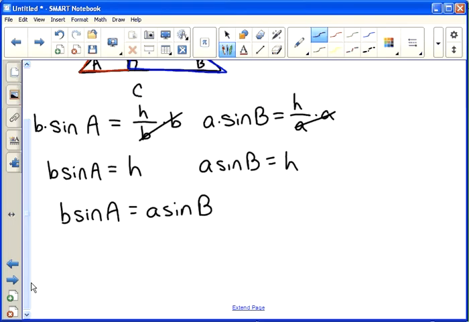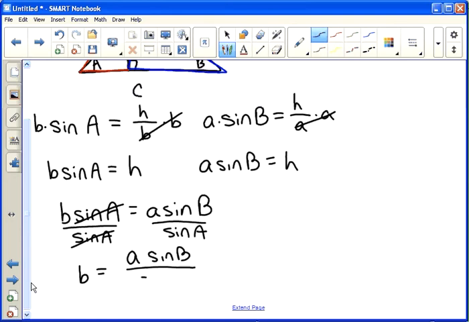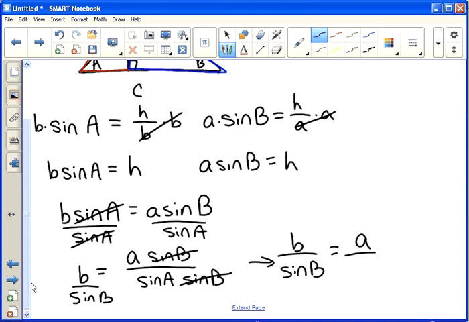And then if I divide both sides by sine of A, I get B equals A sine of B over sine of A. And then divide both sides by sine of B, you get B over sine B equals A over sine A.